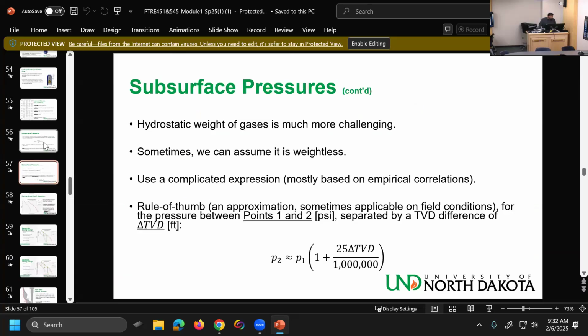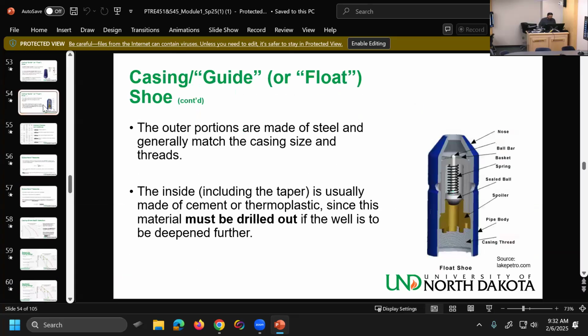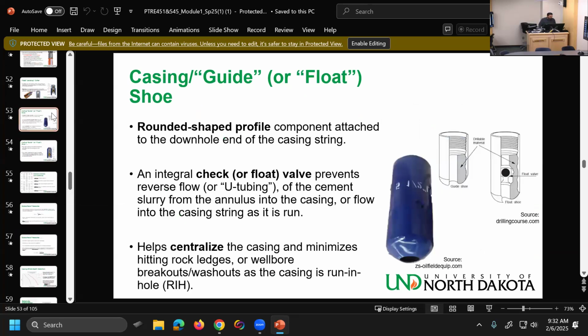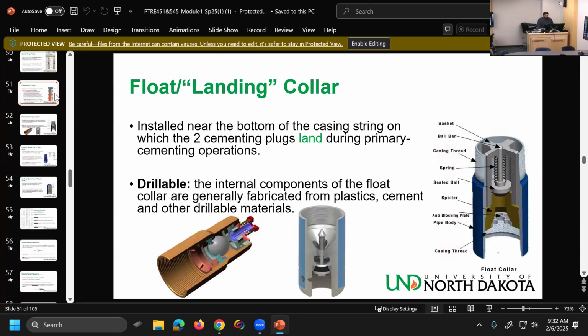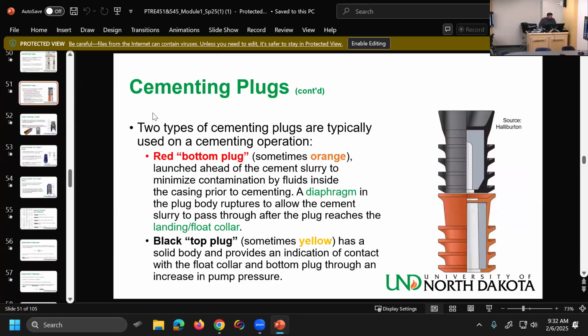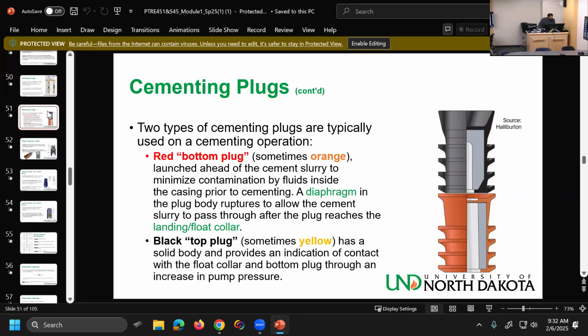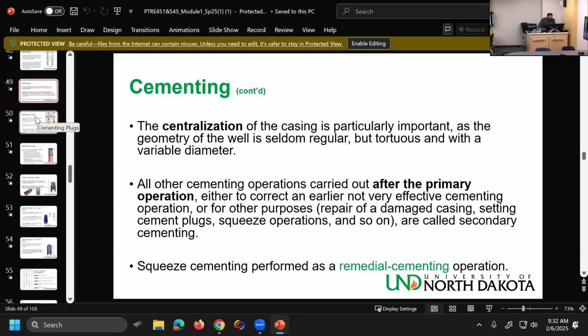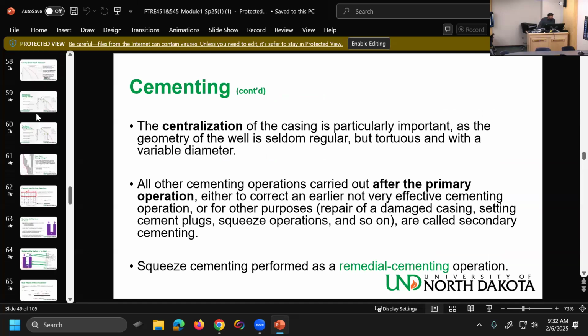We also talked about some aspects of cementing, casing shoes invented by Earle Halliburton. We talked about the float collar. We talked about the two cementing plugs. The bottom plug, which goes first, is red, and the top plug, which goes last, is black or yellow. Don't mix them up. You are going to lose your job. That's about what we went through last time.